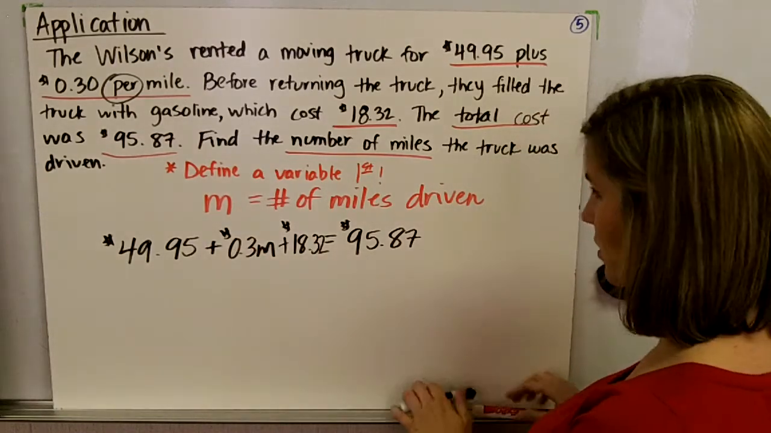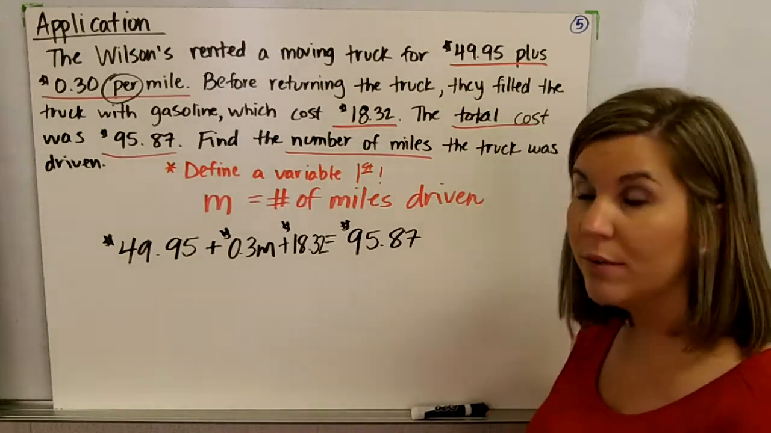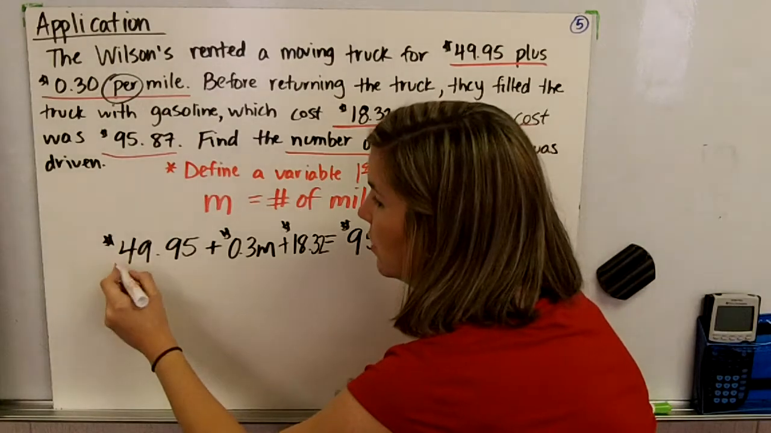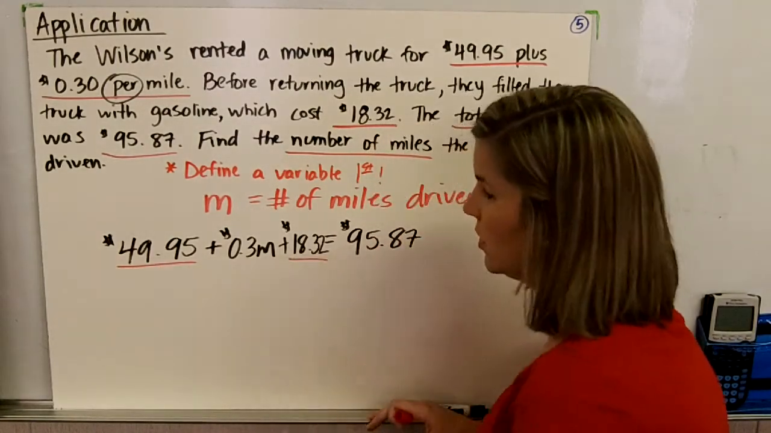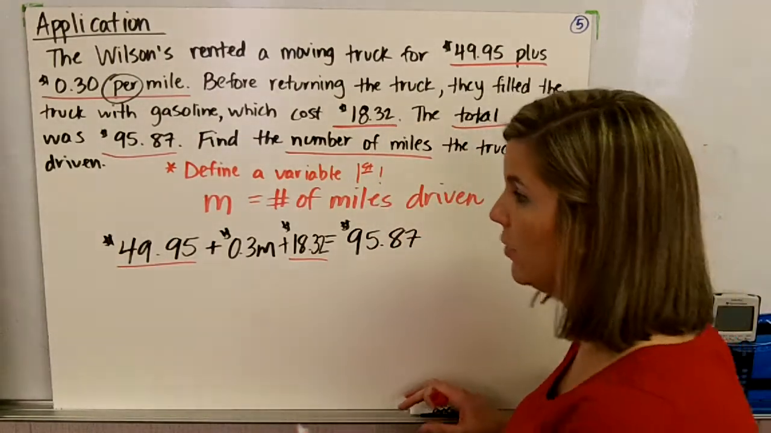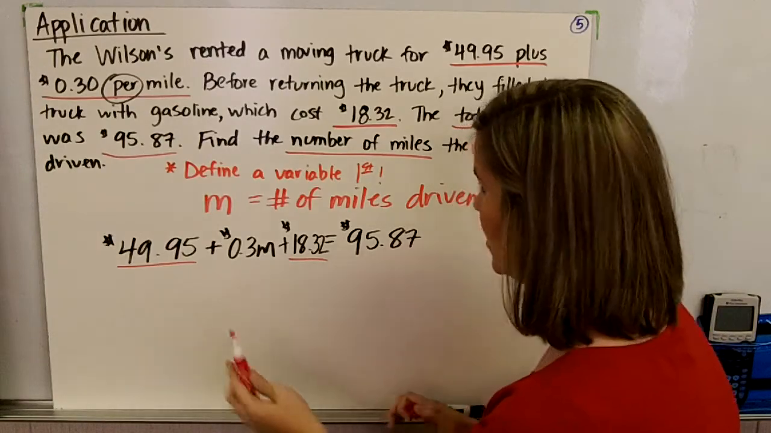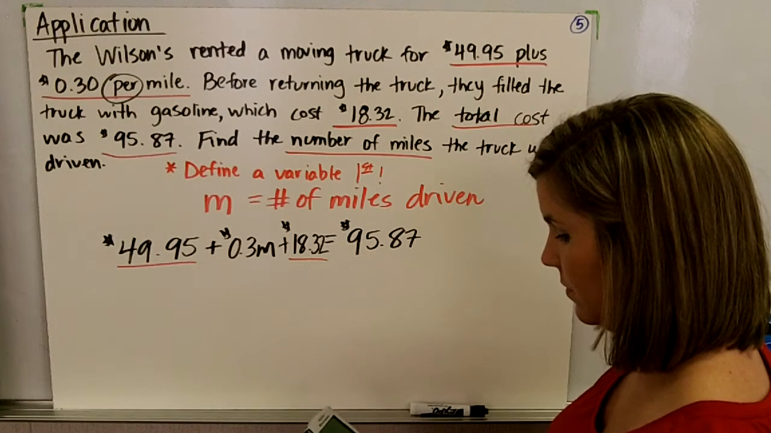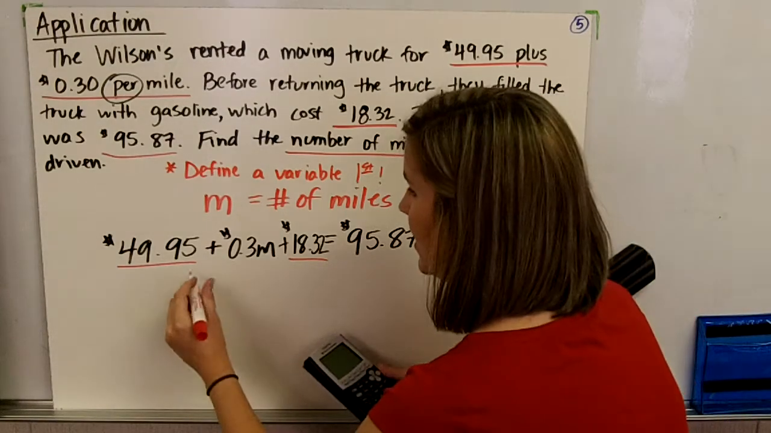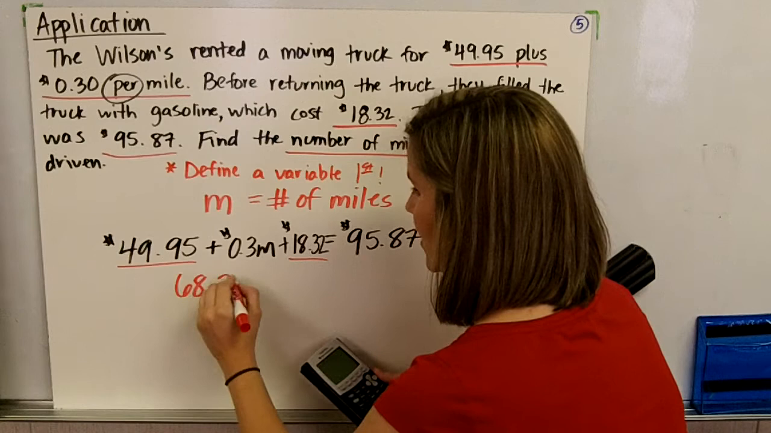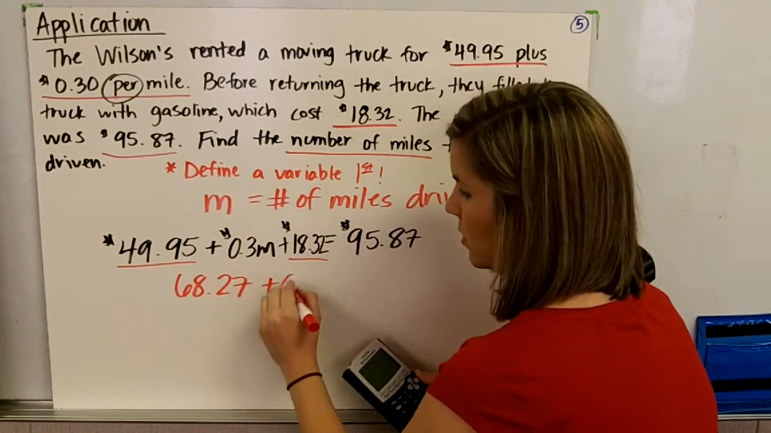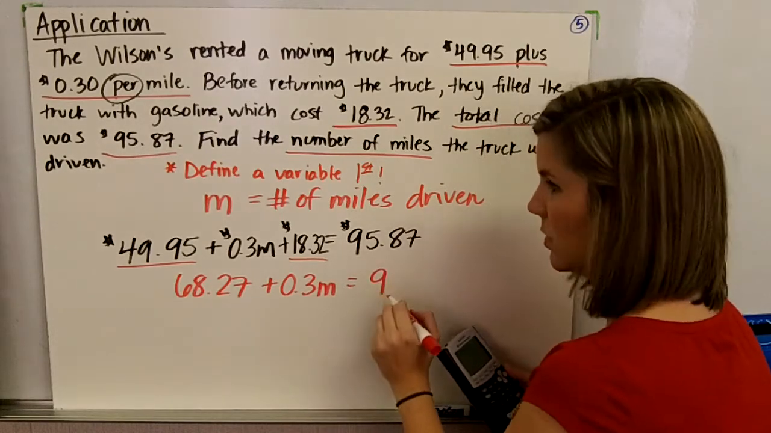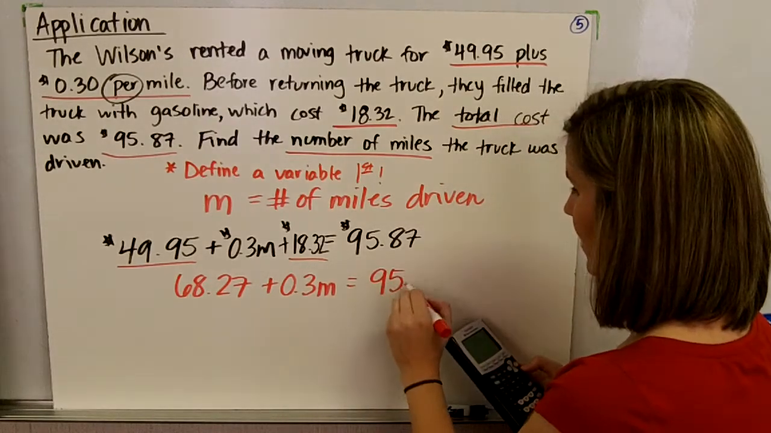Let's solve this. I don't have any parentheses to get rid of. I don't have any fractions. Combine like terms. $49.95 and $18.32 are both constants. They're just dollar amounts. Add those together. You get 68.27 plus 0.3 M equals 95.87.